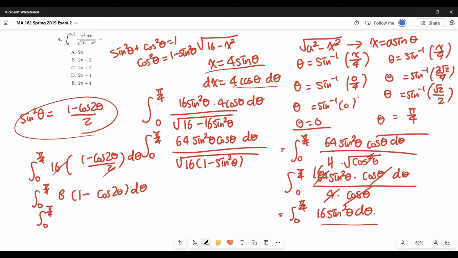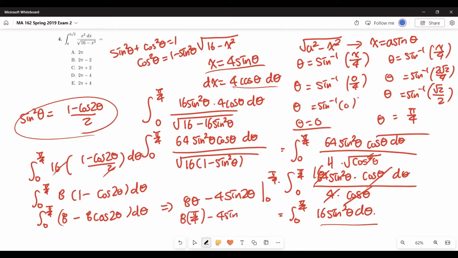Distribute: 0 to pi over 4, 8 minus 8 cosine 2 theta d theta. And this just becomes 8 theta minus, so sine 2 theta, let's do 4 sine. 8 theta minus 4 sine 2 theta, and it's from 0 to pi over 4. Okay, we have that, and let's plug it in. 8 pi over 4 minus 4 sine 2 pi over 4. And if you plug in 0 on both sides, this just becomes 0. So you just have to calculate this part.